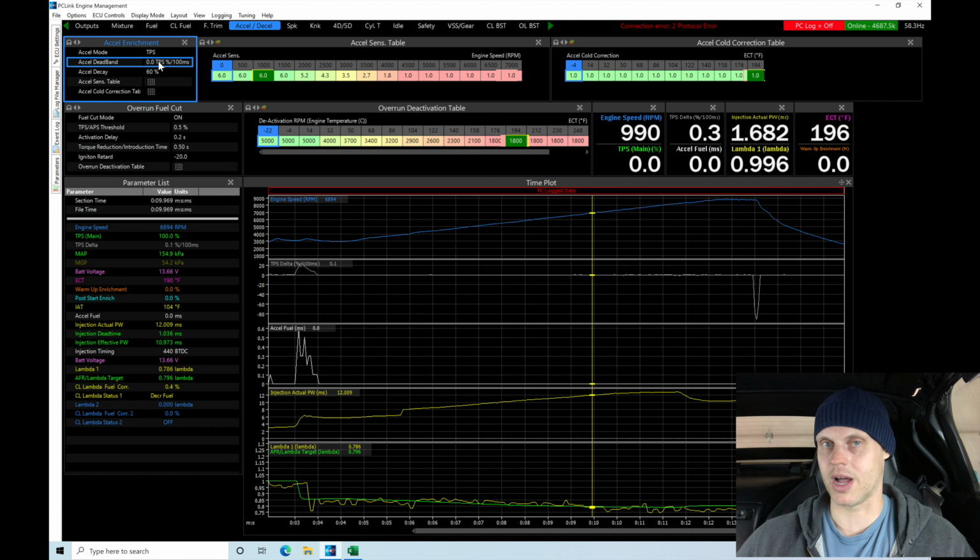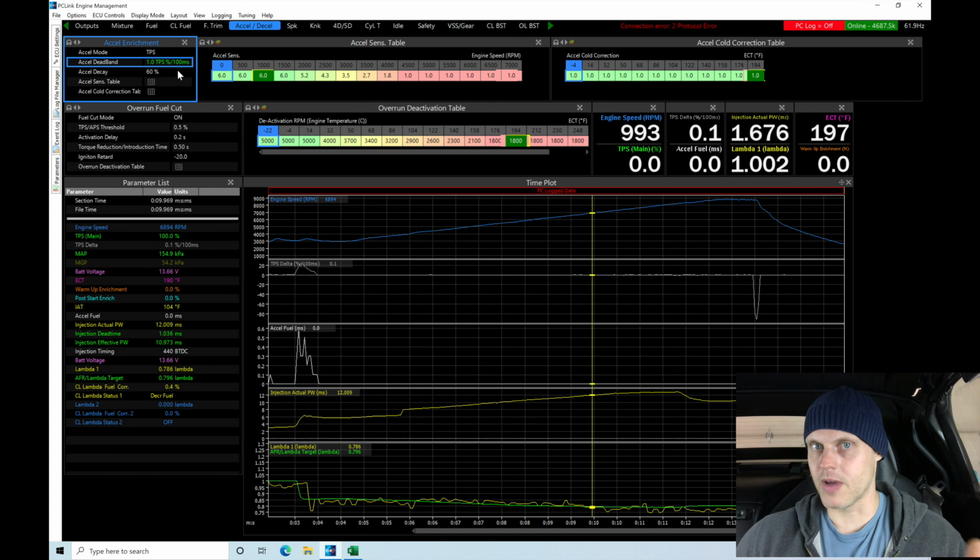We want to find a balance here so that we're not overfueling the engine as we're driving around. If we set it to 0, it would constantly pump and constantly turn on. That's not ideal. I'm going to set this to 1% per 100 milliseconds. That's a good value for pretty much any engine. Now the Accel decay, 60% right here. This is how quickly it's going to decay away the fuel that it's adding from this Accel sensitivity, or the Accel enrichment factor, I should say.